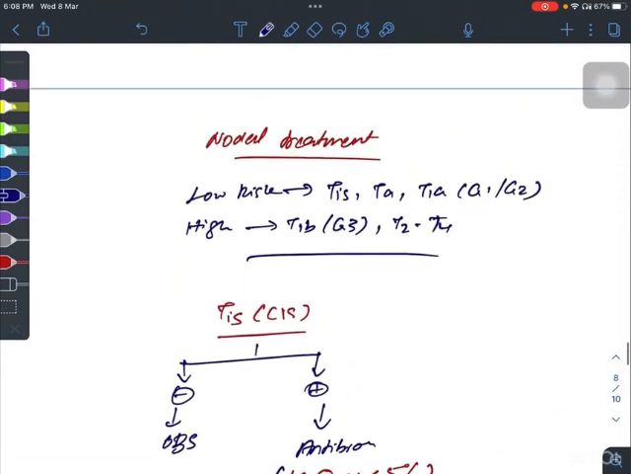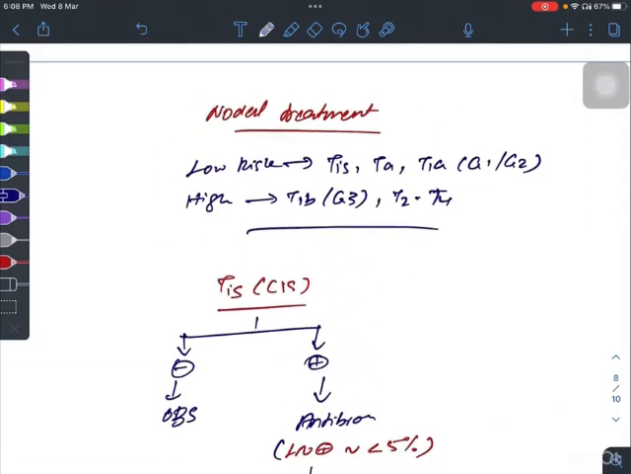For Tis, first you give antibiotics, then you do FNAC. If it is positive, then do excisional biopsy.